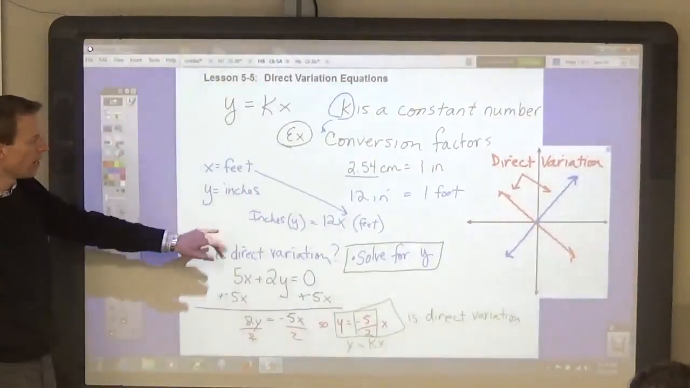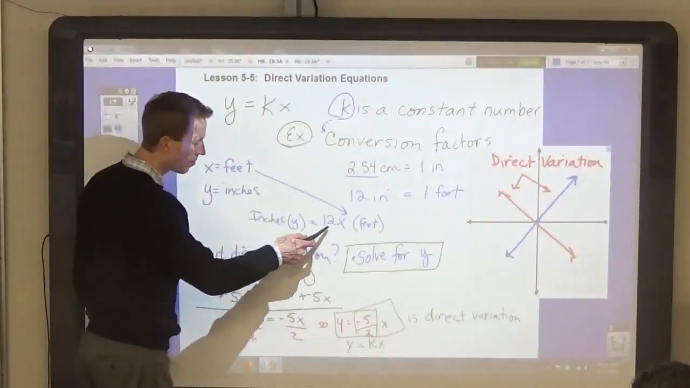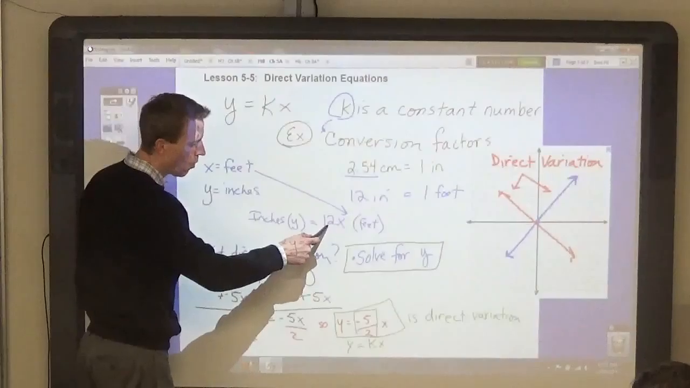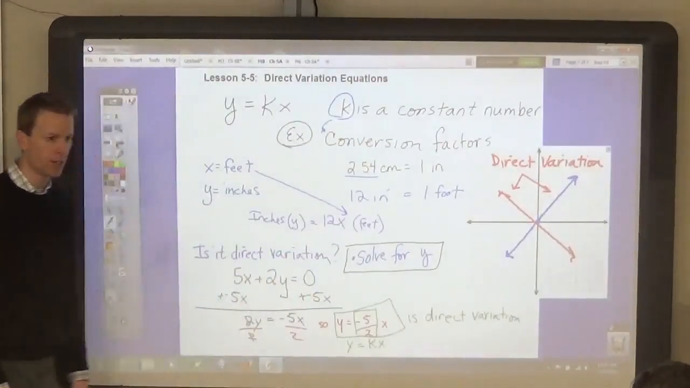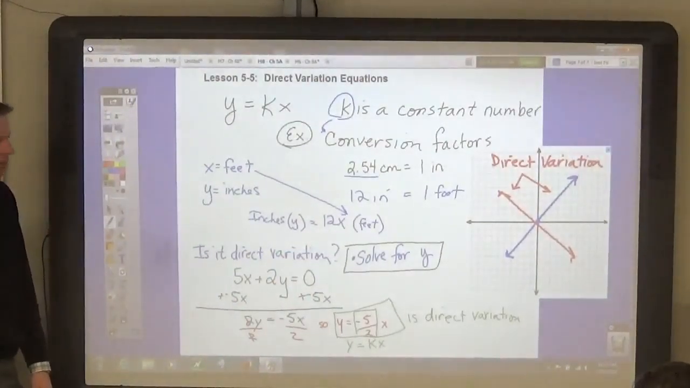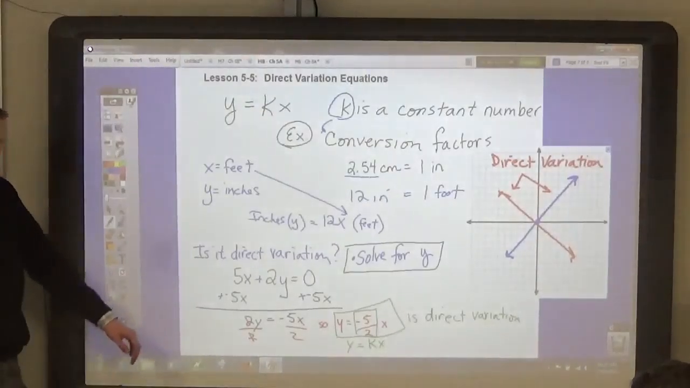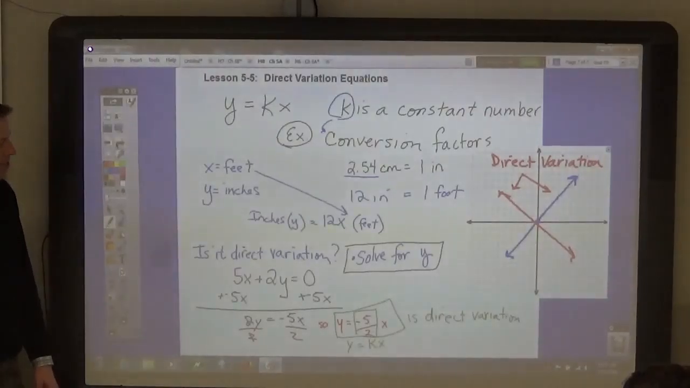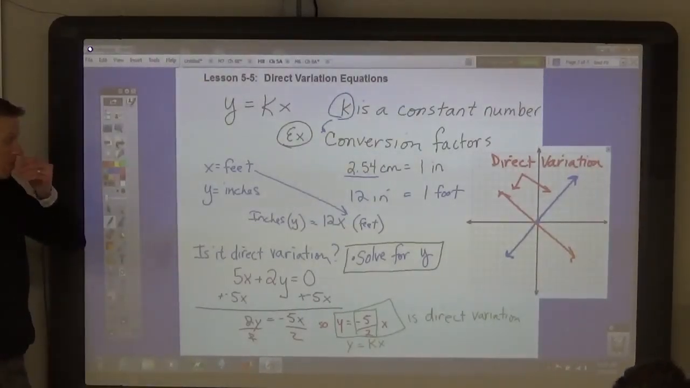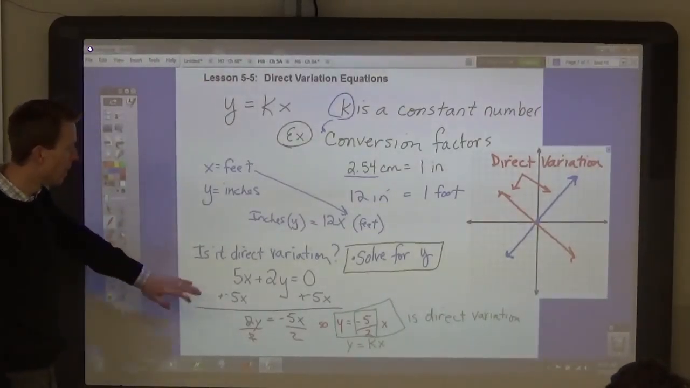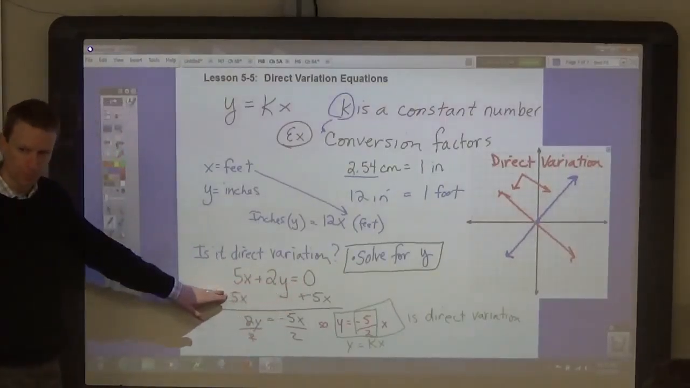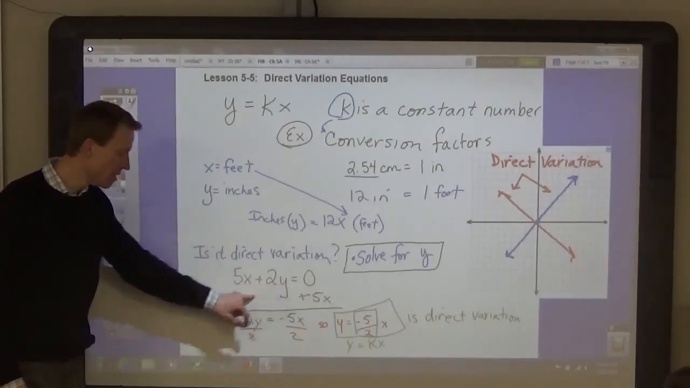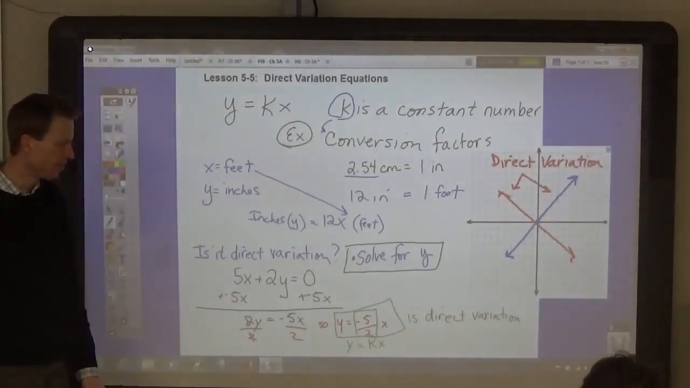You can write an equation for that then. Inches is equal to 12 times the number of feet. That's an example of direct variation. That's how this is used. What you're going to have to do is, given an equation like this, see if this equation is an example of direct variation.